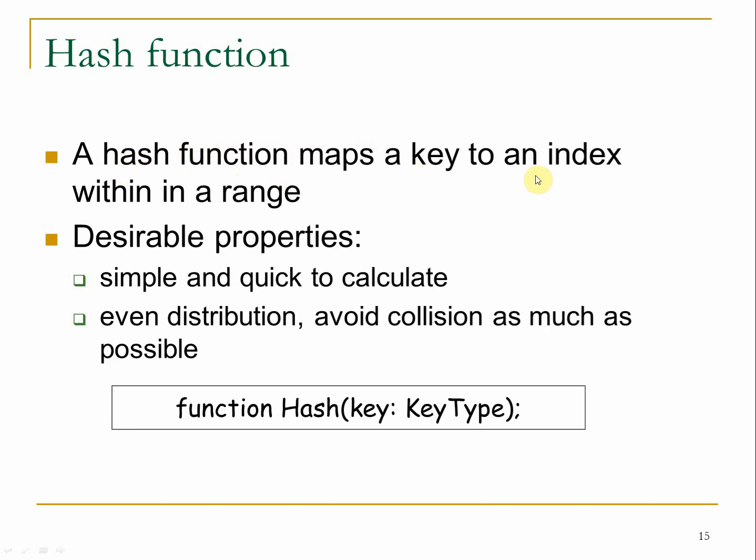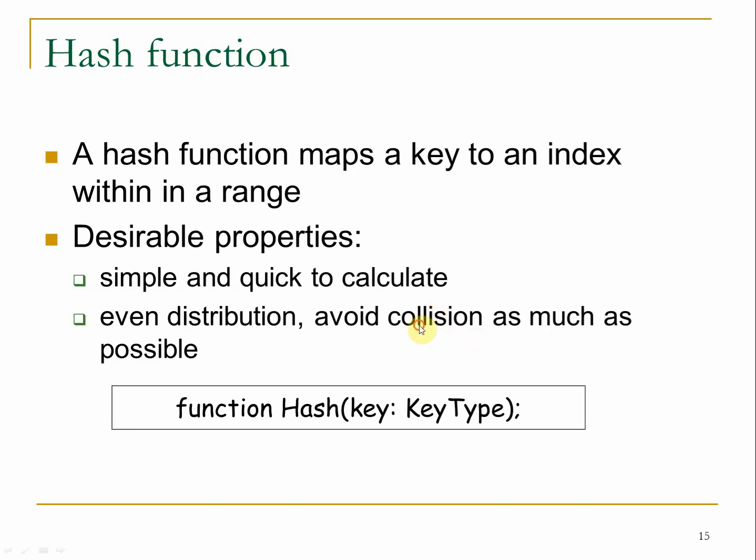A hash function maps a key to an index within a range, and that range is basically the space you are able to create, a reasonable amount of resources that you allocate. The desired properties of this hash function are that it be simple and quick. We can make it simple and quick to calculate, and it can also evenly distribute the values into the space that you are able to create, and we want to avoid what we call collisions as much as possible.